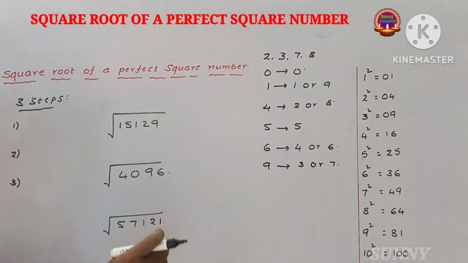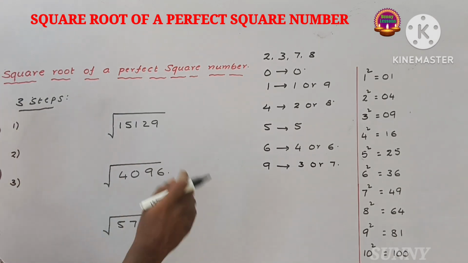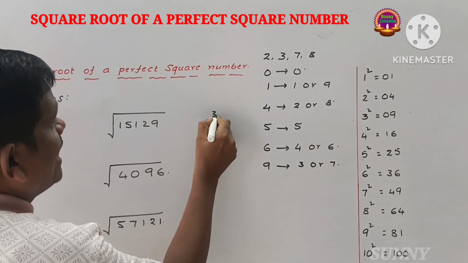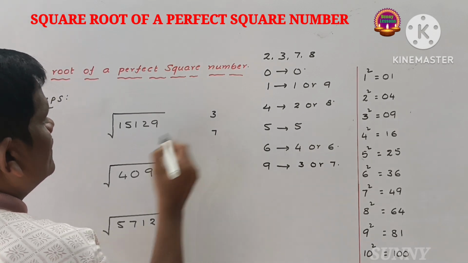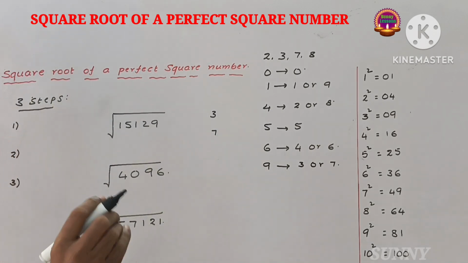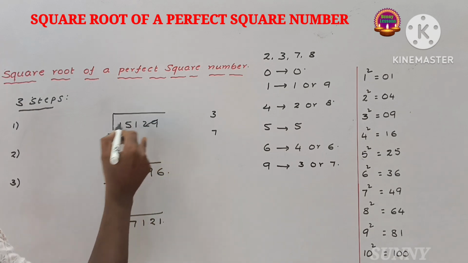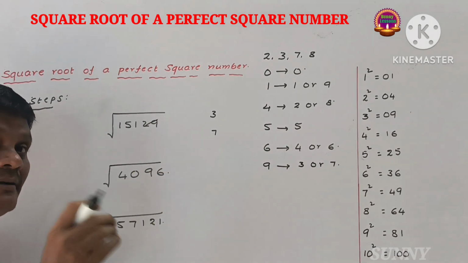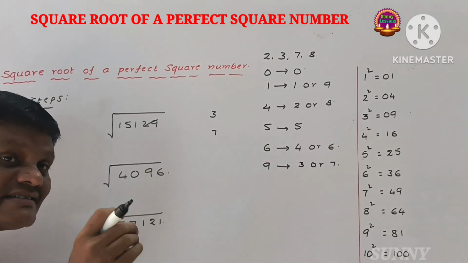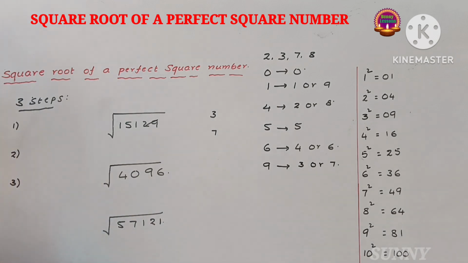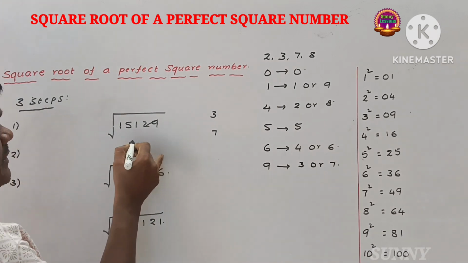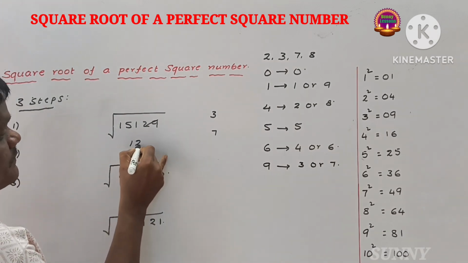15129. When the perfect square number ends with 9, the last digit of the root is 3 or 7. What is the second step? Strike out the last two digits. Check the nearest perfect square number of 151 and less than 151. That is 144, which means 12 square.